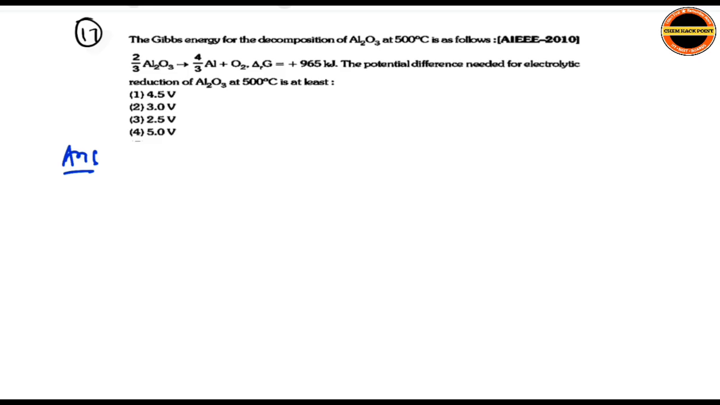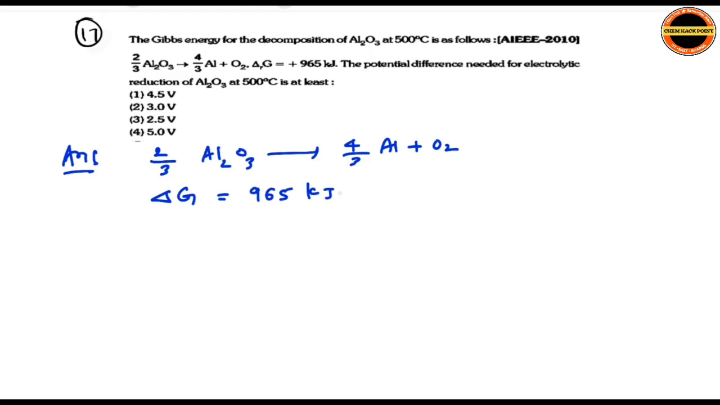See, Gibbs energy for the decomposition of Al2O3 at 500 degrees Celsius. First I am writing the reaction: Al2O3 gives 4 by 3 Al plus O2. So the Gibbs energy for the reaction, delta G, the value they gave is 965 kilojoule per mole, meaning 965 into 10 power 3 joule per mole. After that, we know the Gibbs energy formula, minus nFE cell.